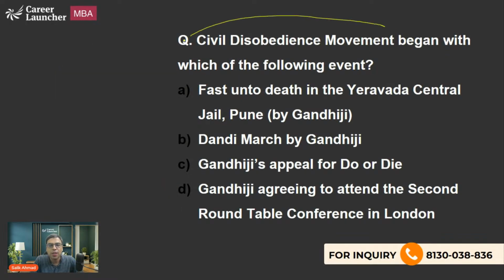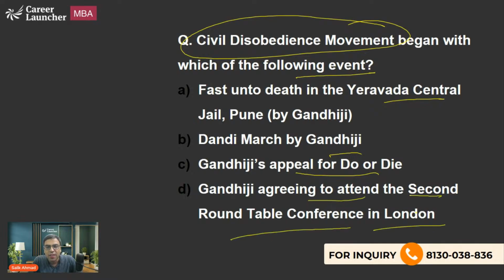The civil disobedience movement began with which of the following events? Your options are: fast unto death in the Yerwada Central Jail by Gandhiji, Dandi March by Gandhiji, Gandhi's appeal for do or die, Gandhiji agreeing to attend the second round table conference in London. These are the four options. You have to tell me what is the right answer. If you know the answer, please write in the comments. Otherwise, I'll explain.